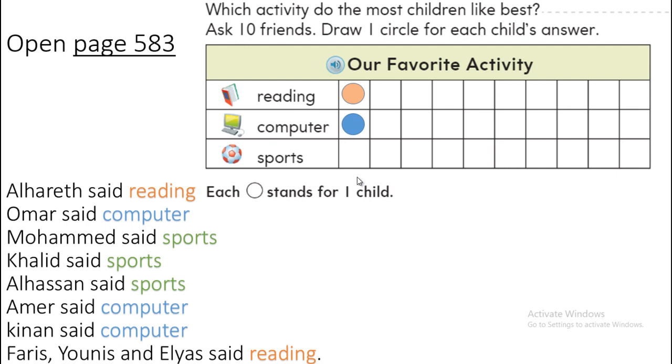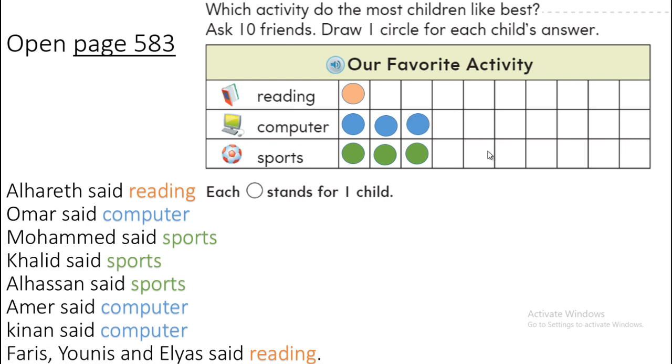Muhammad said he likes sports. So one vote for sports. Khalid also said sports. Another one for sports. Al-Hassan said sports. So 3 circles for sports. Amir said computer. Now computer has how many? 2, excellent. And Kinan said computer also. So that means 3 for computer.